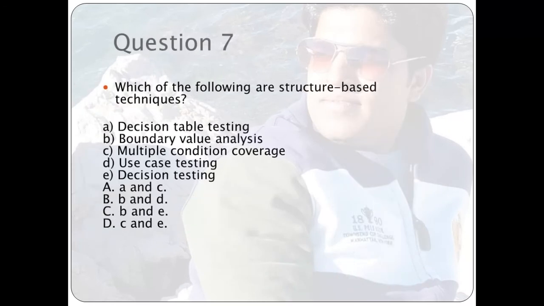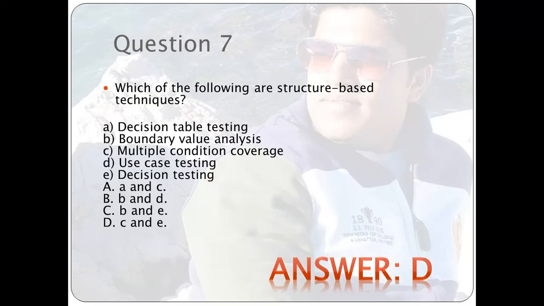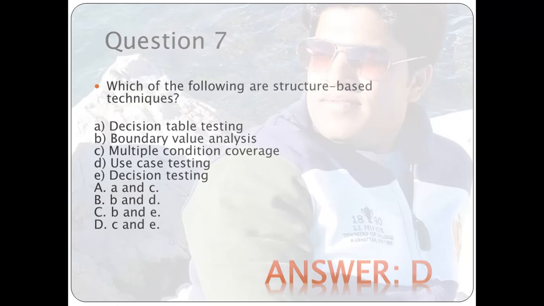Question number 7 is based on structure based techniques. This falls under white box testing, so here we actually deal with the code. In this case only option C and E are related to code, so C and E are the correct answers, which are mapped with option D. So the answer is D. Next question.